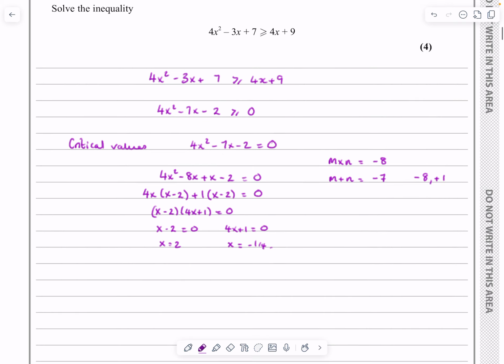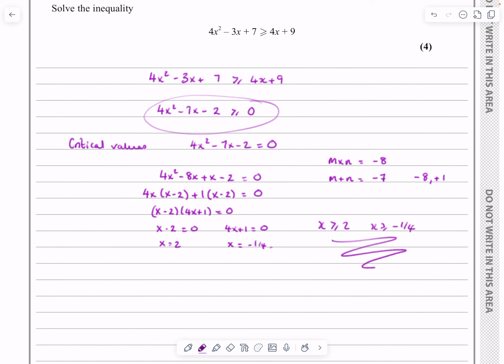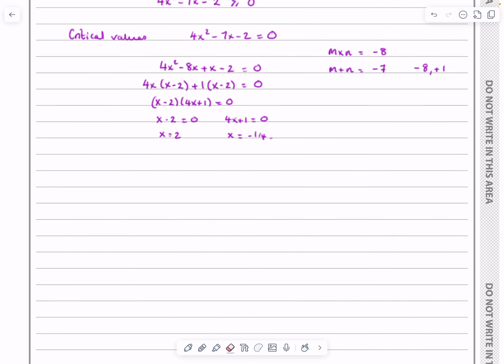Now, what we can't do is go back up to my inequality here and say, oh, okay, x greater than 2, x greater than minus a quarter. That does not work. You're not allowed to do that. What you have to do, we've still got quite a bit of work to do with this question, is draw a really quick sketch. Well, we don't have to, but certainly my solution is to, because it doesn't take me more than about 30 seconds to do this.